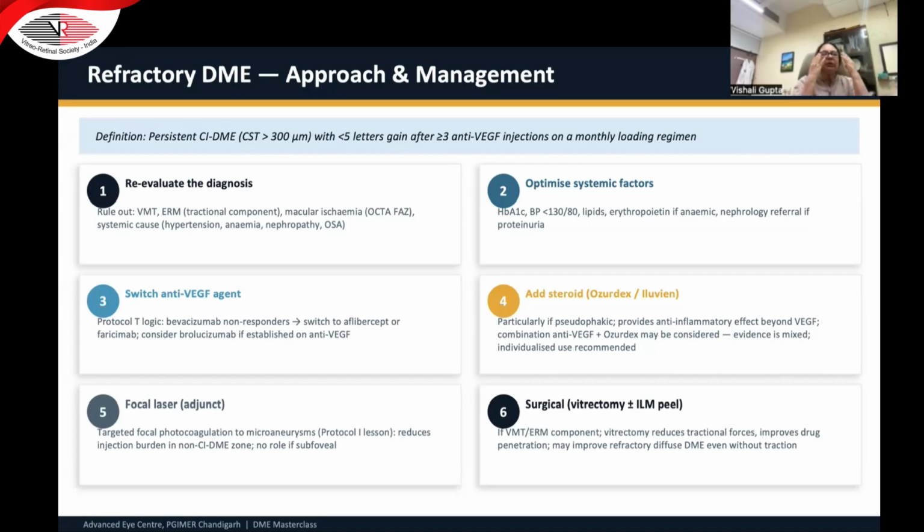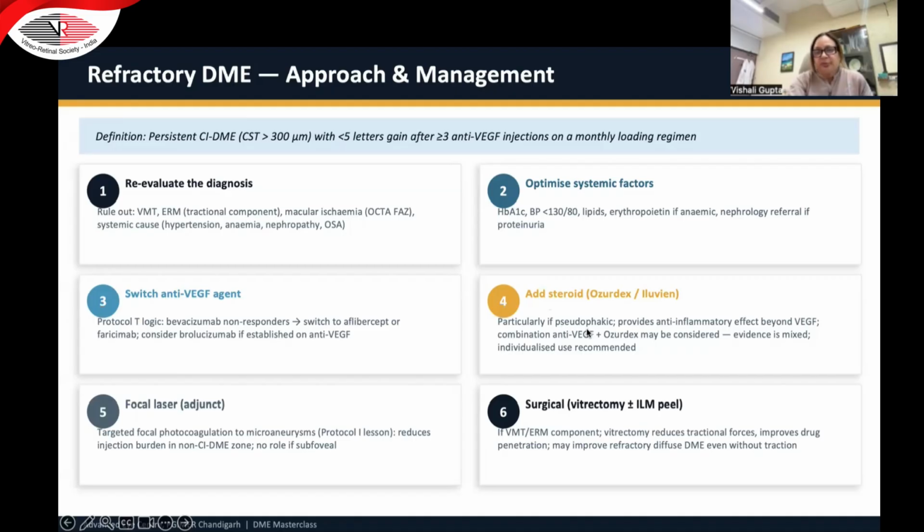Is the patient on semaglutides and others? Look at that. What is the lipid? Is there anemia? Is there proteinuria? Take care of those factors. You may switch anti-VEGF, and that is the logic Protocol T has given, that if the patient is a non-responder to bevacizumab, you may try switching to aflibercept or faricimab, or consider brolucizumab if established on anti-VEGF.